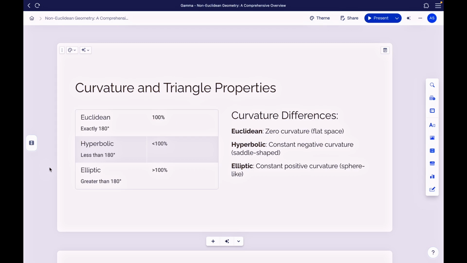Now, there are a few main curvature differences. Euclidean geometry is zero curvature, which is a flat space. Hyperbolic is constant negative curvature, which is saddle-shaped. And elliptic is constant positive curvature, which is almost sphere-like or ellipsoid-like.